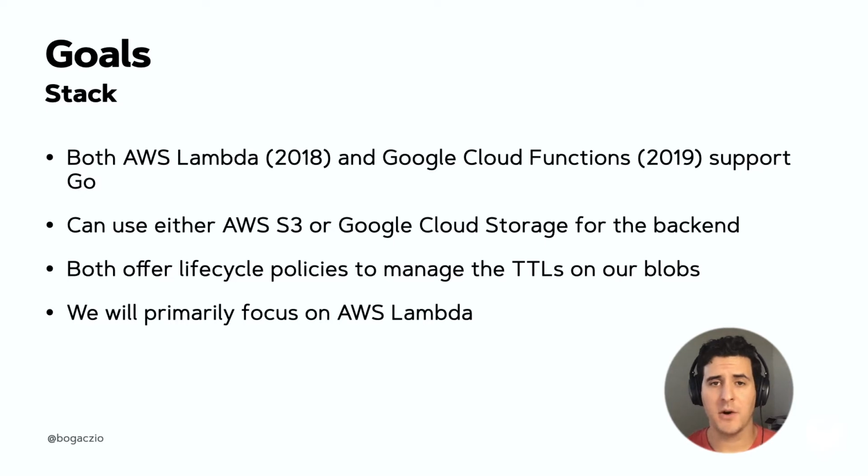Of the ones I've mentioned, though, both AWS Lambda and GCP's Cloud Functions have the easiest or most straightforward native Go support. And each of these platforms also have their own blob storage that we can easily use, S3 and Google's Cloud Storage, respectively. Both of them have lifecycle rules, which we can basically use for our time to live setup, and it should be fairly straightforward, regardless of which route we take.